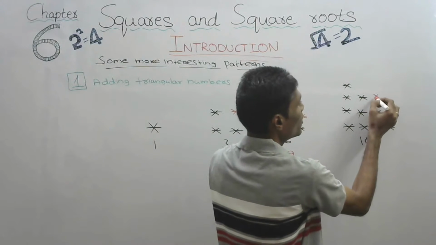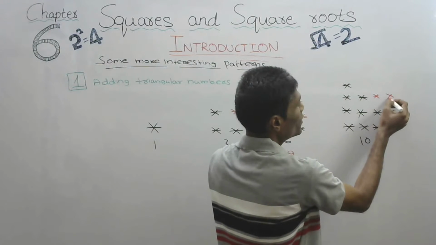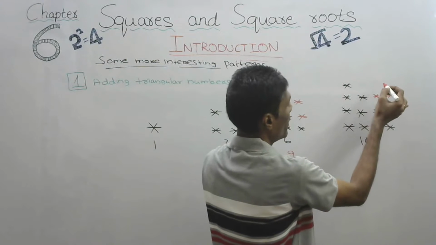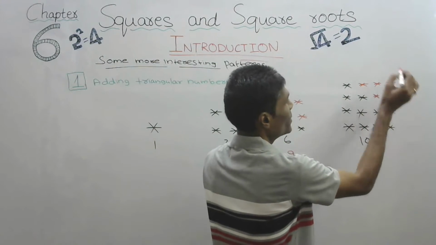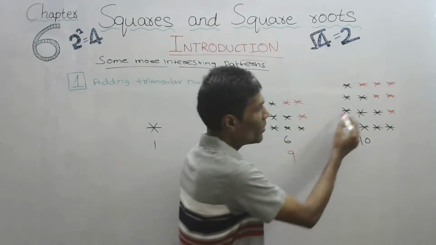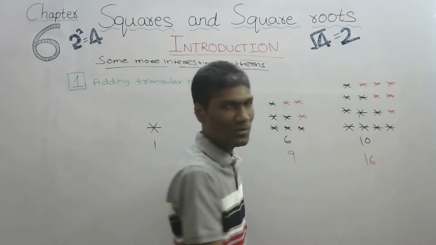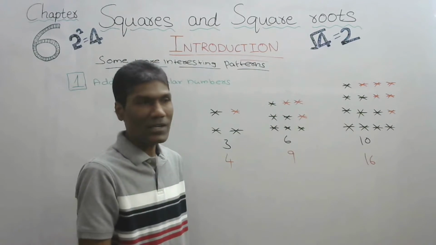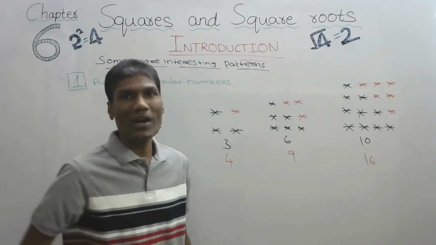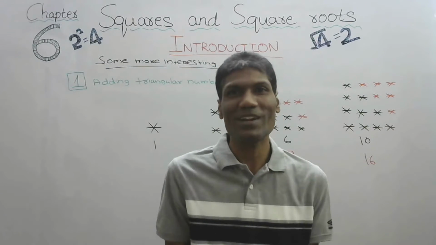1, 2, 3, 4, 5, 6. So totally how many? 16 now. So if we add consecutive triangular numbers, it will become a square number. Some interesting pattern, isn't it?